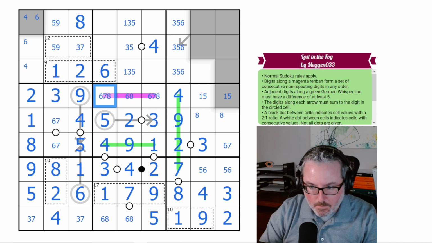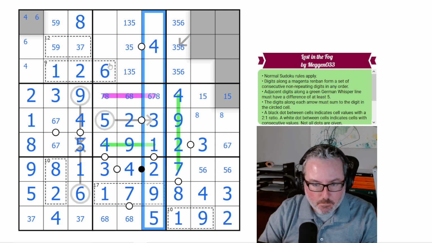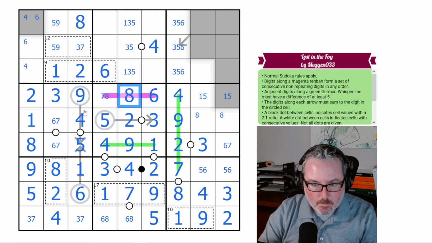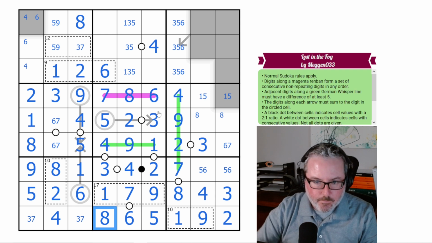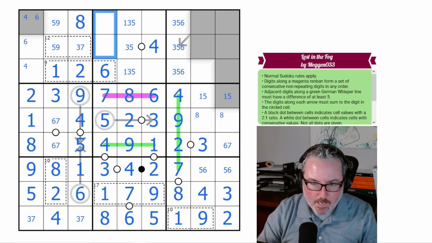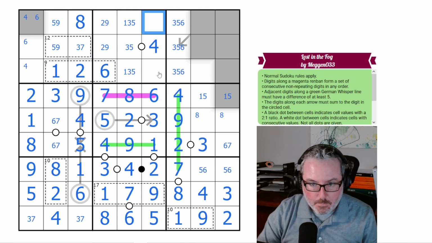Now, can I do anything further with some of these clues? Where does a 6 go in this row? It can't go up in here, or column, so therefore it has to go here. 8, 7, 6, and 8. That's probably going to get me through most of this puzzle now, because we have to have a 2 and a 9 up in here.